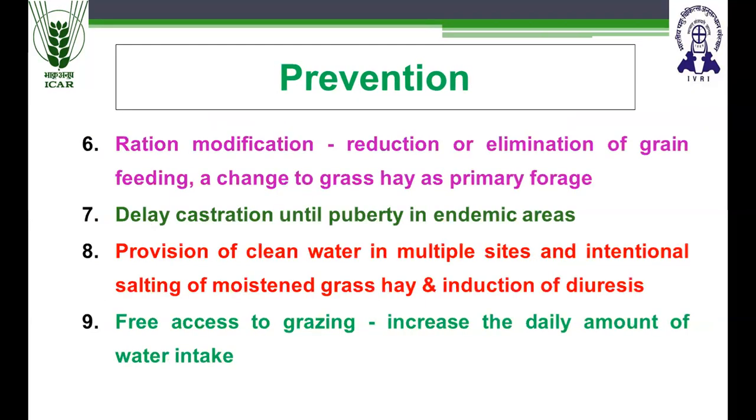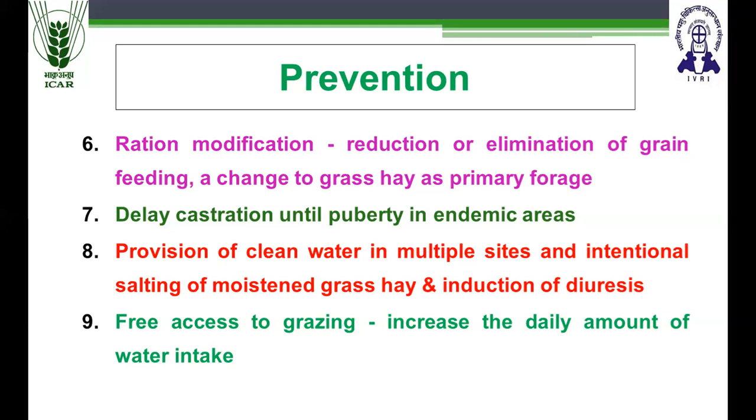Ration modification solely depends on the owner, the farmer, wherein reduction of the wheat bran or grain, oil grain should be completely eliminated, and the owner has to shift to grass as a primary forage. And we have to advise the owner, especially owners in endemic areas, to delay castration until puberty, because testosterone, I already mentioned, is important for the normal development of the male reproductive tract. So testosterone is very important to achieve puberty as well as normal reproductive tract growth.